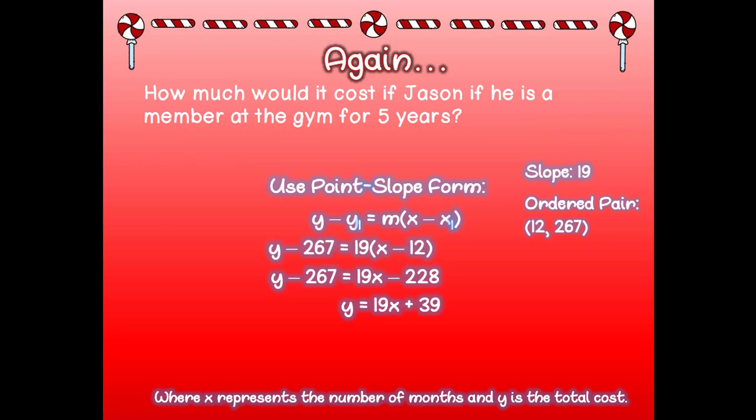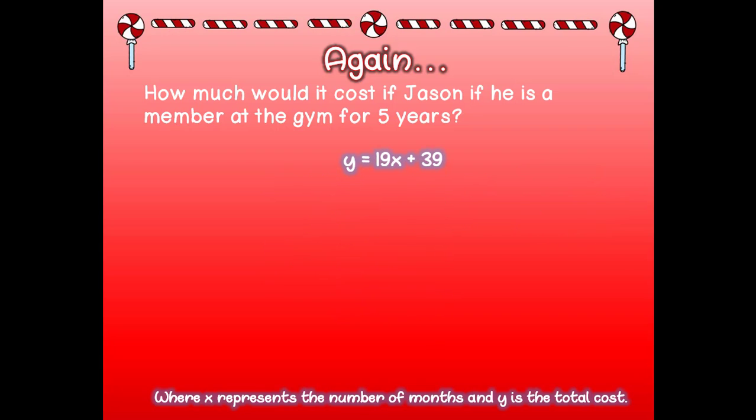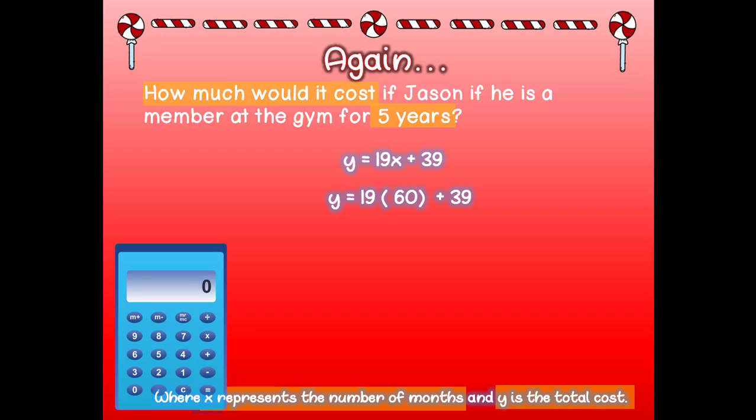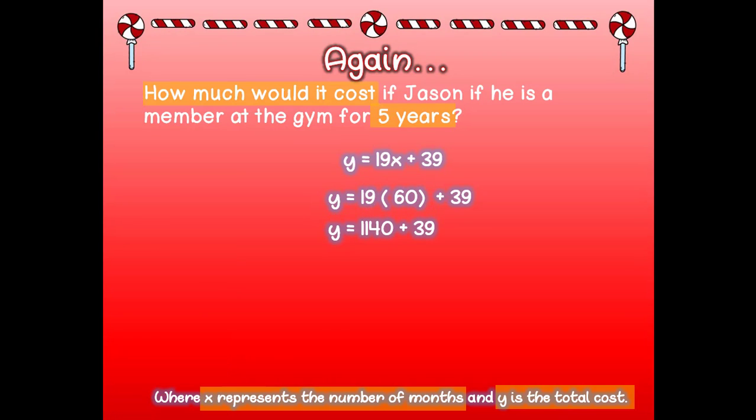So here's a question. How much would it cost if Jason is a member at the gym for 5 years? You have to realize that x represents the number of months. Y represents the total cost. 5 years is 60 months, so you would have to pay every month. Make sure you multiply 5 times 12 to get 60 months. And then you would just grab your calculators. 19 times 60 is 1,140, and then add your 39, which gives 1,179. So for 60 months or 5 years, Jason would pay a total of $1,179.